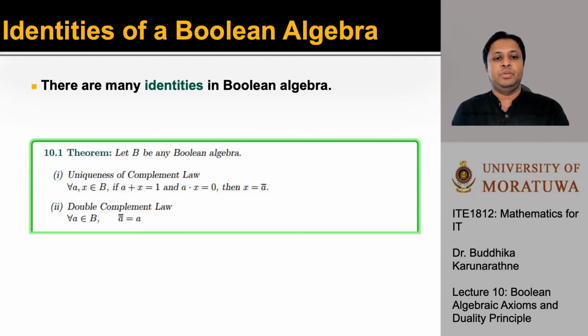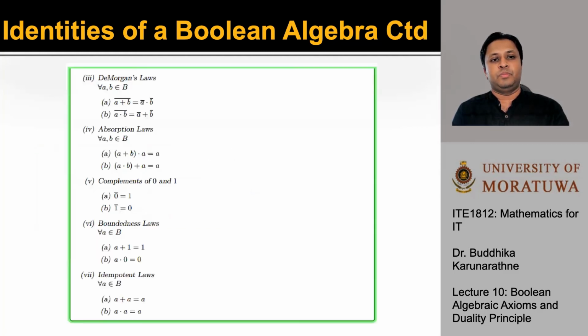First, the uniqueness of complement law. For all a and x in B, if a plus x is 1 and a dot x is 0, then x is equal to a bar. So this is what we call the uniqueness of complement law. And of course, number two is the double complement law. That is, for all a in B, a bar bar is equal to a. That's what we call the double complement law.